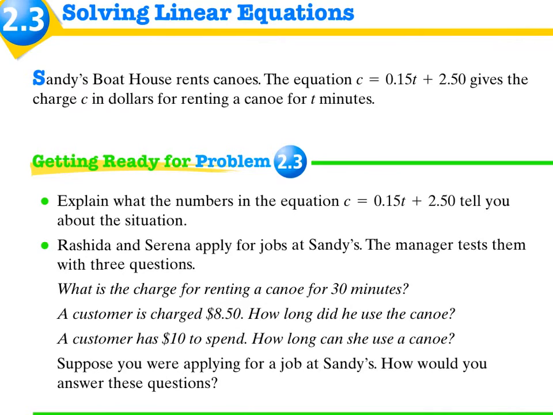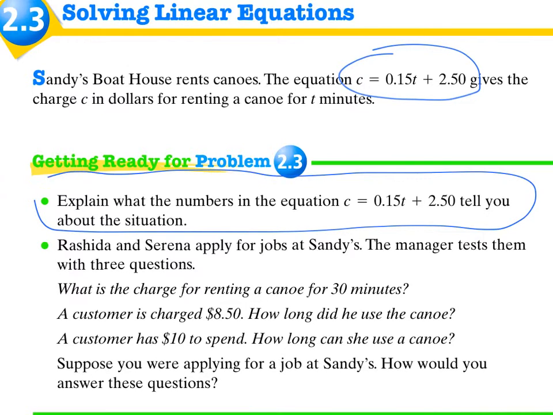In this problem, we're looking at Sandy's boathouse, which rents canoes, and the equation they use is C equals 0.15t plus 2.50. That's the cost for renting a canoe: 15 cents per minute plus a $2.50 one-time startup cost. Those are the kind of things that we talk about in class when we address the first bullet in the getting ready part, about what the numbers and the variables mean in our situation.